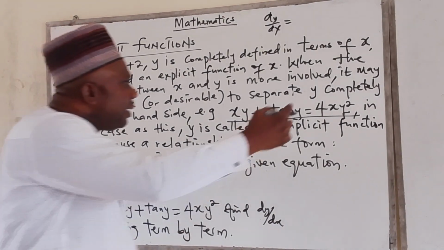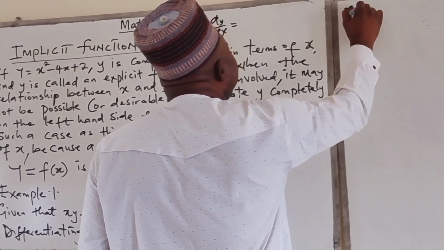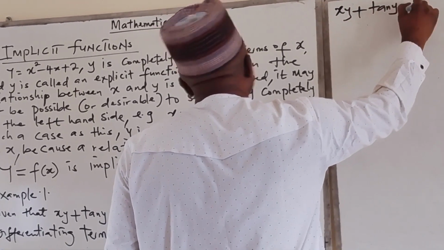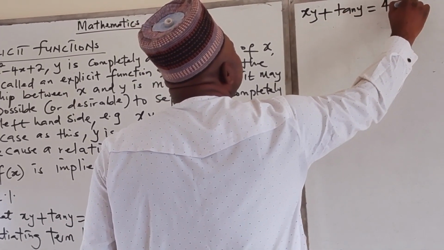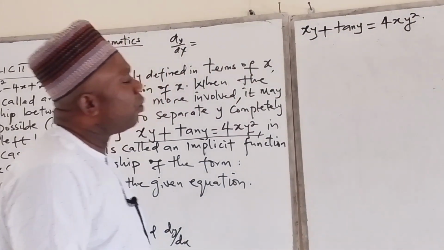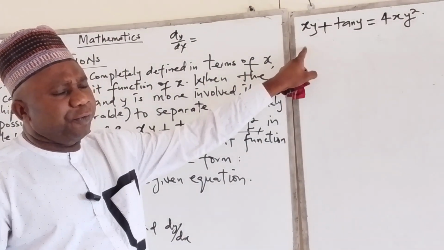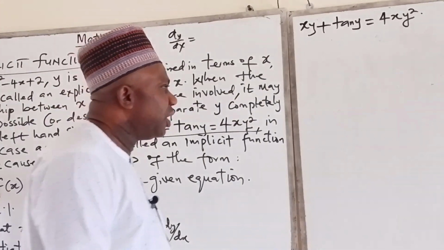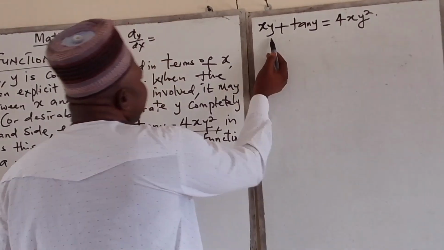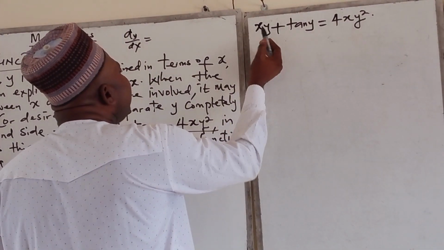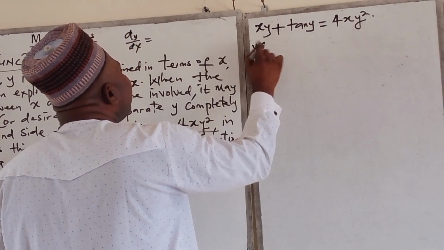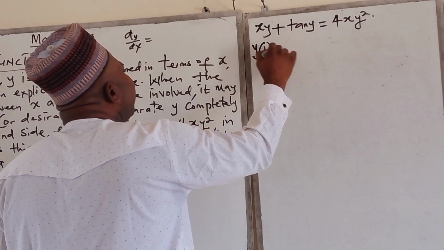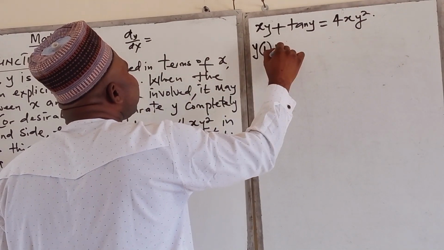Now let's bring the equation here. We have xy plus tan y is equal to 4xy squared. Looking at xy, this is the product of two functions, so here we have to apply the product rule. Applying the product rule, you pick v, and our v here, in uv, is y. So you pick y, you differentiate x, and remember, when you differentiate x, it gives 1. Then here we have plus, you pick x, which is u.